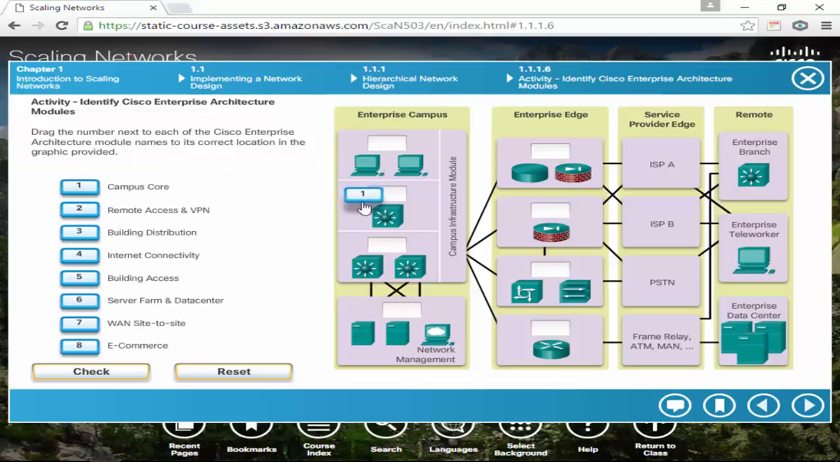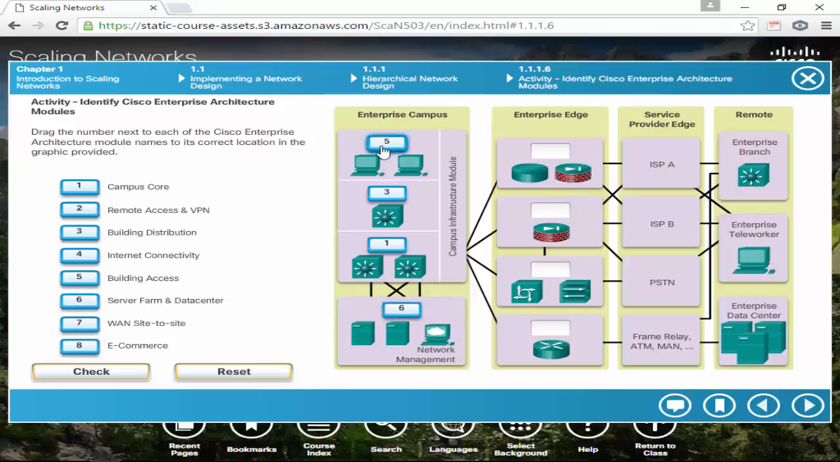We'll go campus core. Bam. Alright, number 1. So building distribution right there. Alright, so where's our access layer? Then we got our access layer. So those are the bases that I hope you guys can remember from the past. Alright, so then what is this little thing? Oh, that's a server farm and data center.